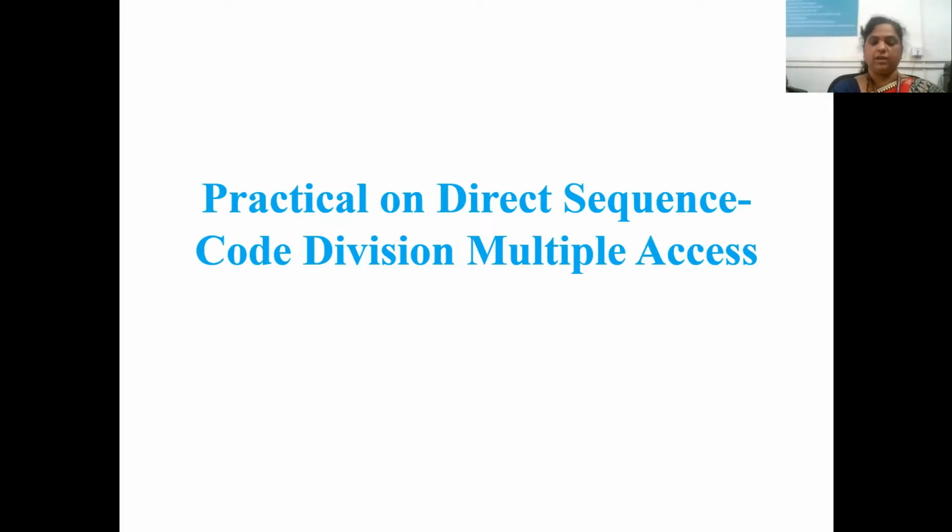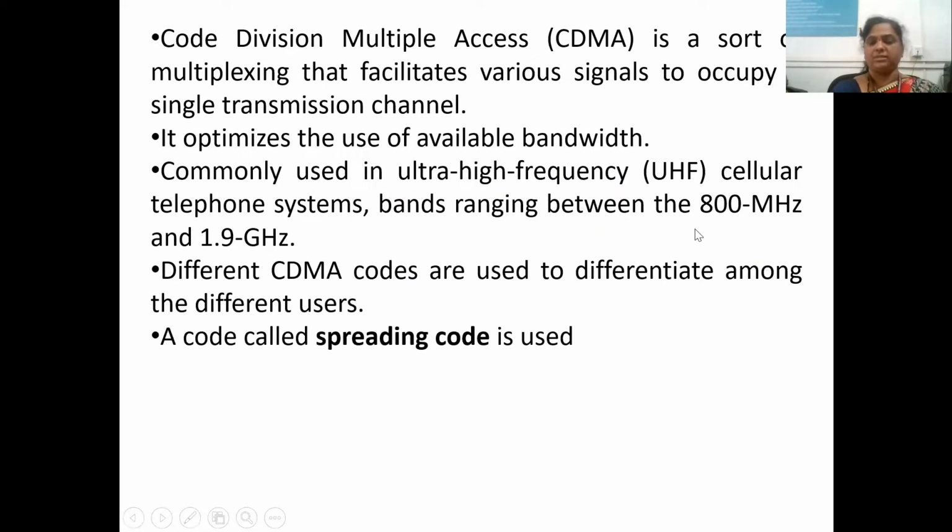Before starting with the practical, we'll go through what direct sequence code division multiple access is. CDMA is a multiplexing technique which accommodates various users in a single transmission channel. A single bandwidth is utilized by multiple users, and hence we call it bandwidth optimization, which is done using code division multiple access.